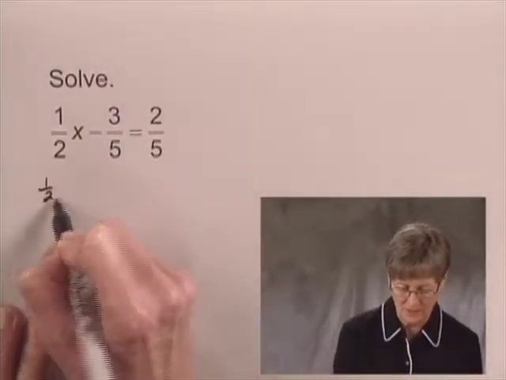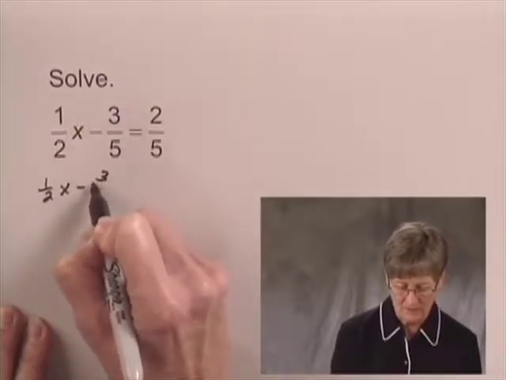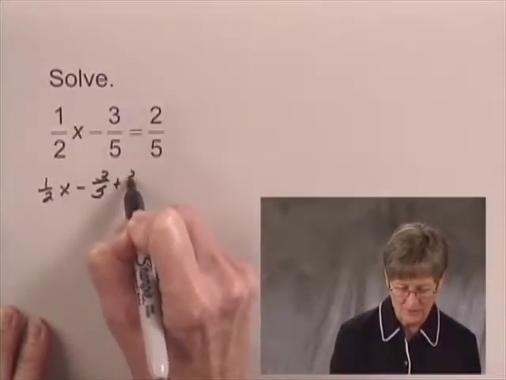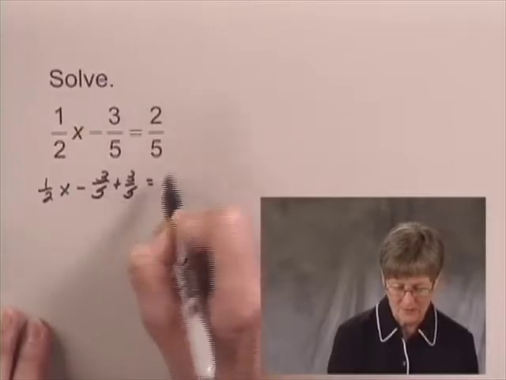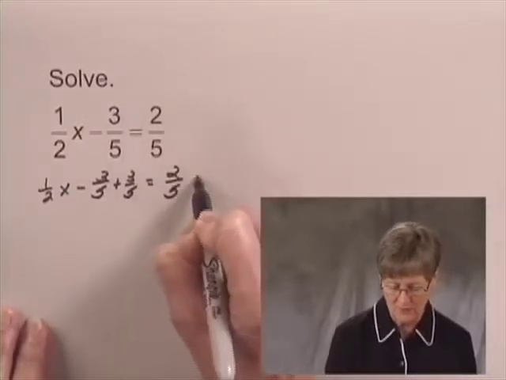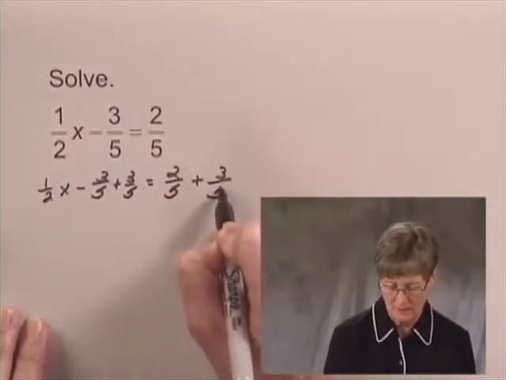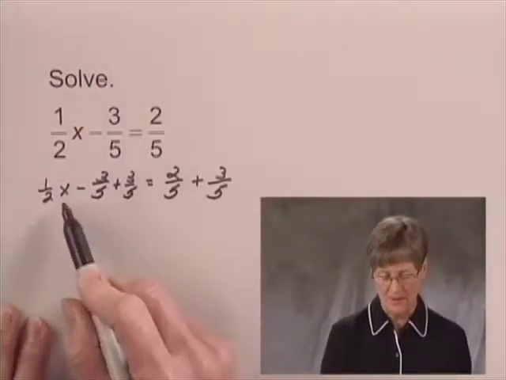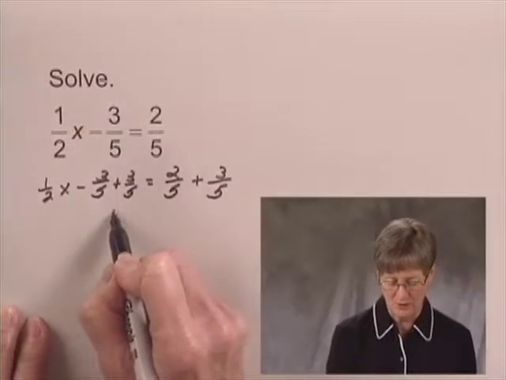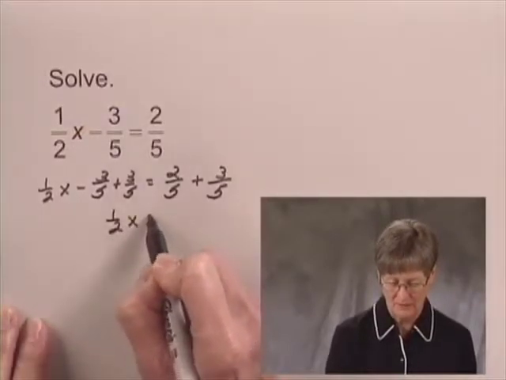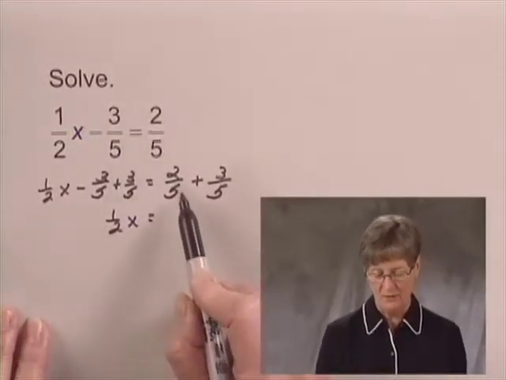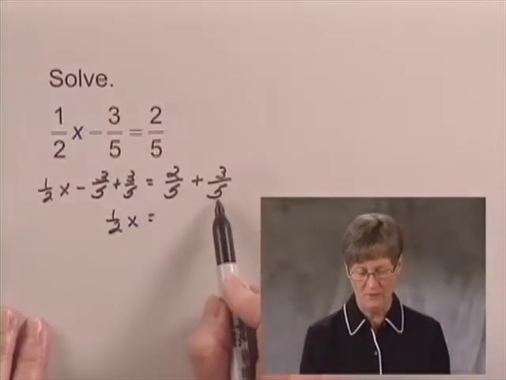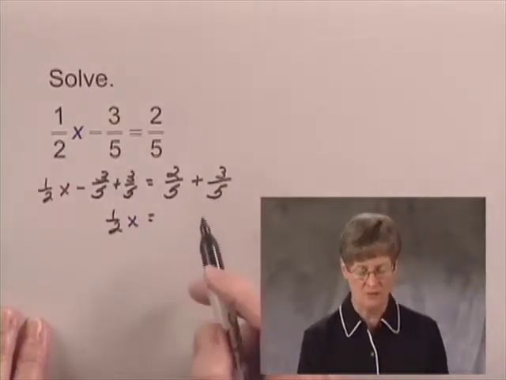So let's go ahead and do that. 1/2 x minus 3/5 plus 3/5 equals 2/5 plus 3/5. This sum is 0, so I have 1/2 x plus 0, or just 1/2 x on the left-hand side. On the right-hand side, when I add 2/5 and 3/5, I get 5/5, or 1.